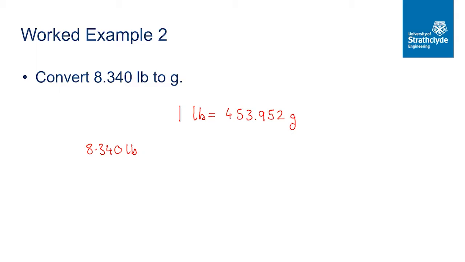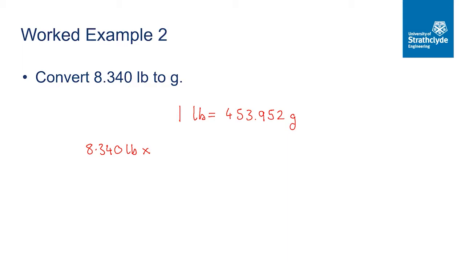So again, we're going to look over here and we're going to multiply our pounds by either 1 pound divided by 453.952 grams, or 8.340 pounds multiplied by 453.952 grams divided by 1 pound.